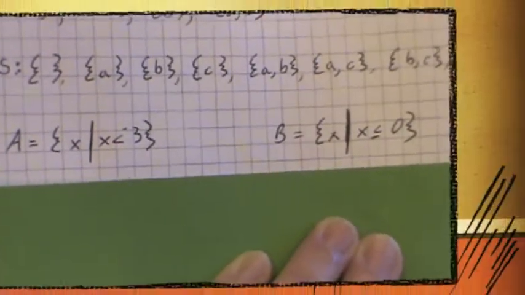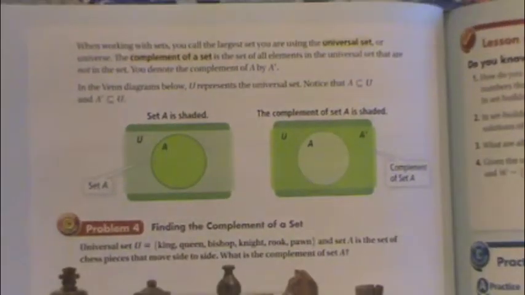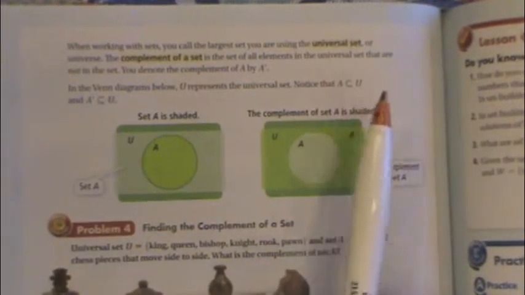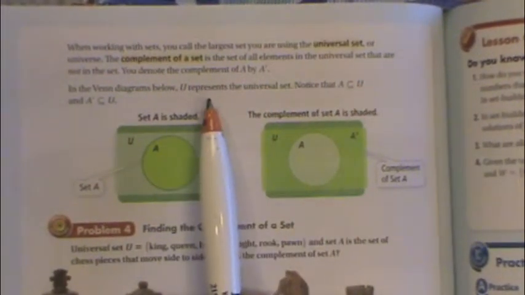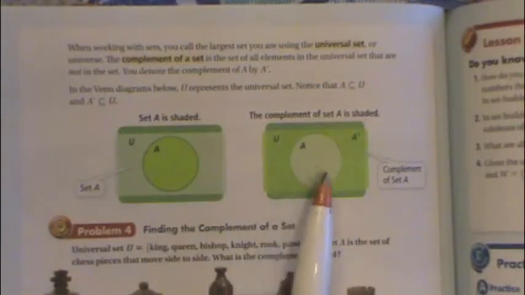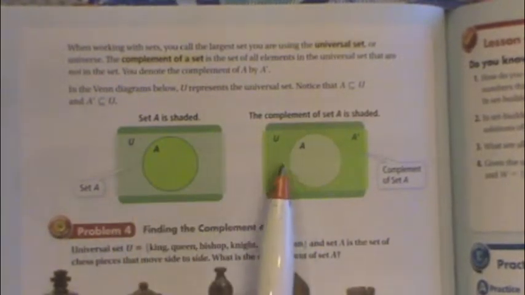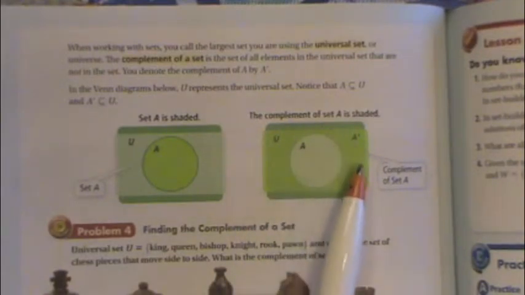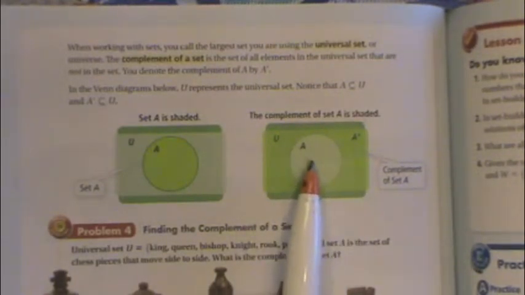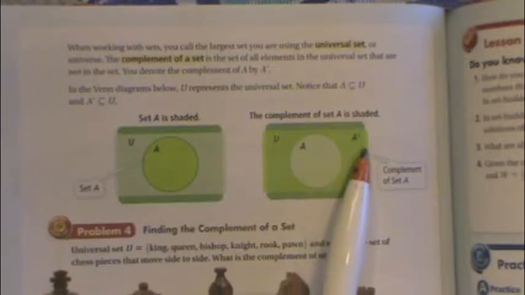Moving on to problem 4. On the top of page 196, this is where they have their definitions of universal set and the complement of a set. So they have different explanations here. Set A is a subset of U. The complement of set A is shaded, and they have the complement of set A labeled A prime. That's one way to do it.